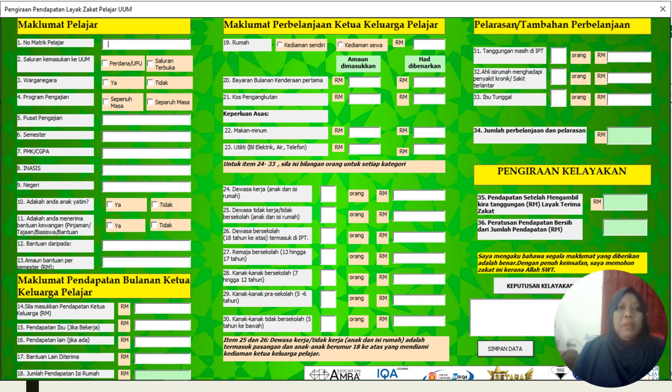Okay, this is our application, how it looks like. So this is a screenshot of the application.